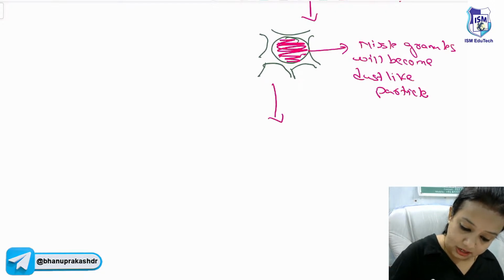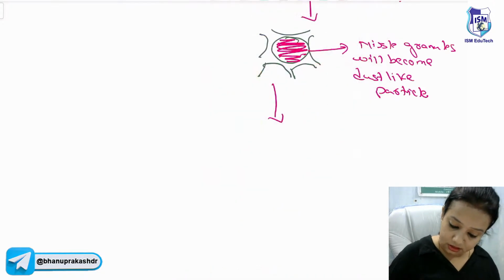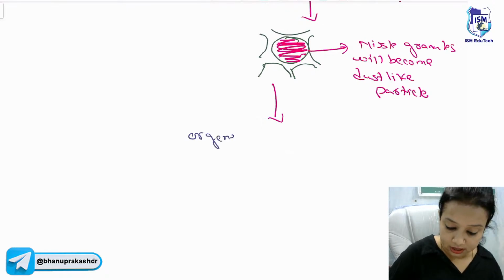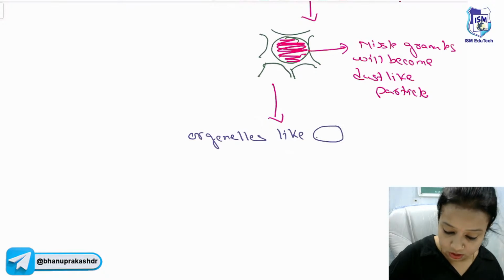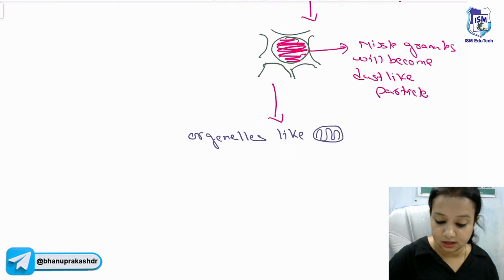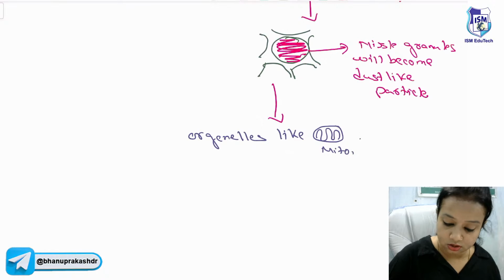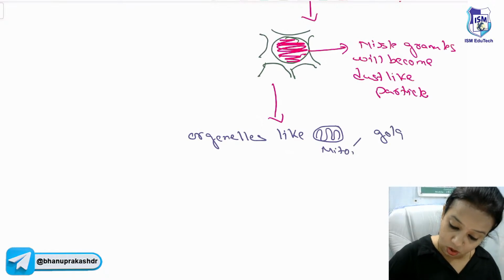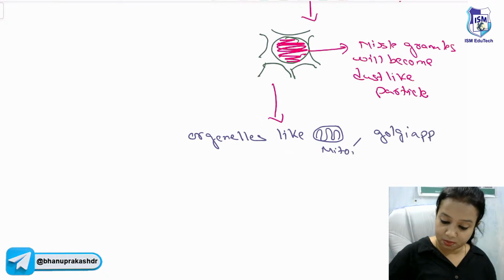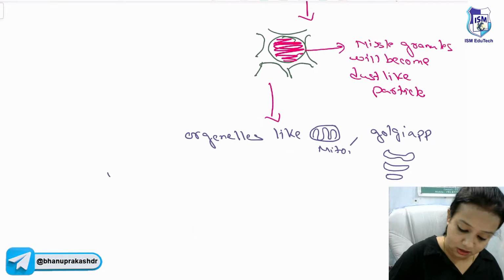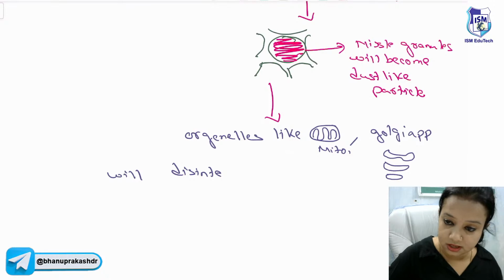Additionally, organelles like the Golgi apparatus and mitochondria will disintegrate.